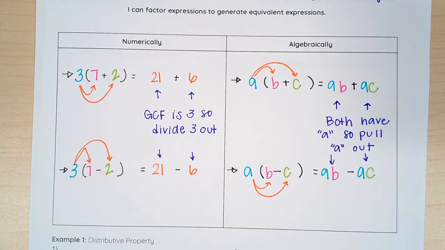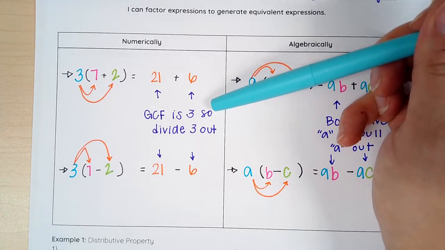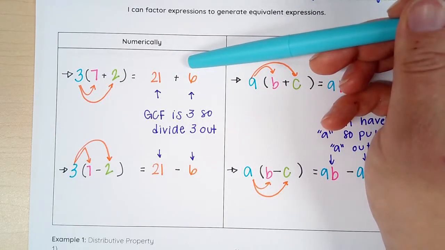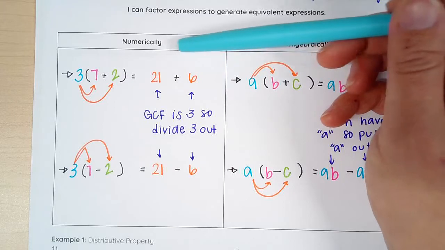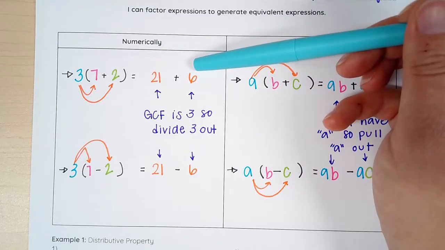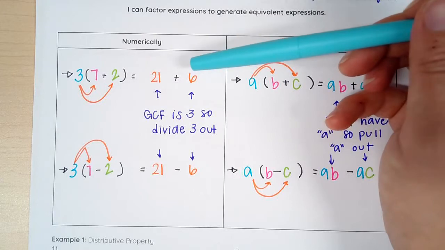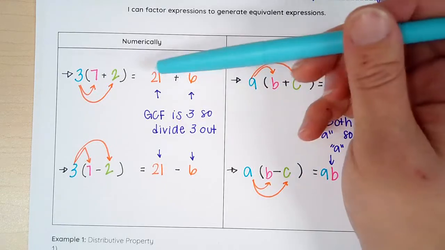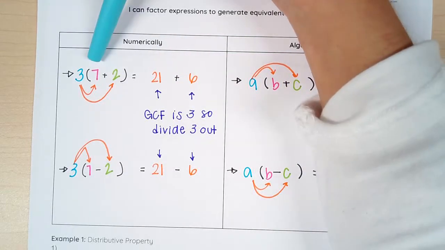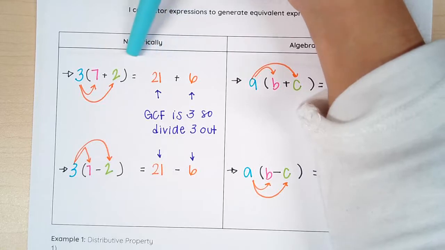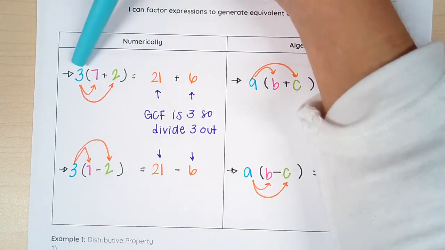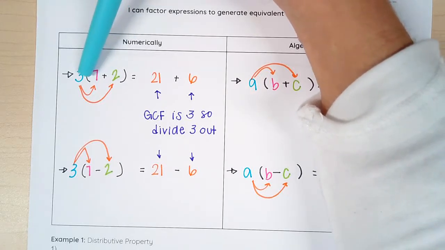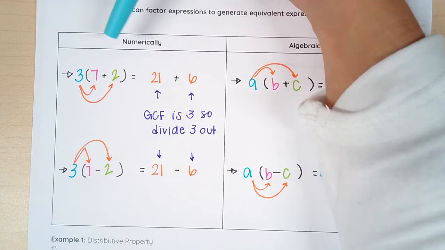When we have numbers here, we will find the GCF. Okay, so we would take the GCF of 21 and 6. Which factor do each of these have in common? Well, each of these have the largest common factor of 3. So we would pull the 3 out by dividing. 21 divided by 3 is 7, and 6 divided by 3 is 2, allowing us to have that 3 that we divided out outside of our parentheses, and then inside 7 plus 2.